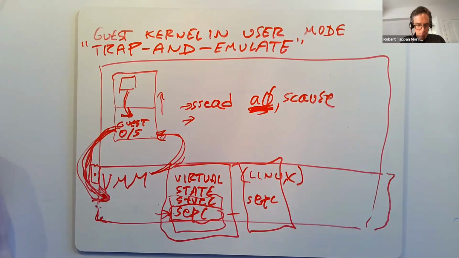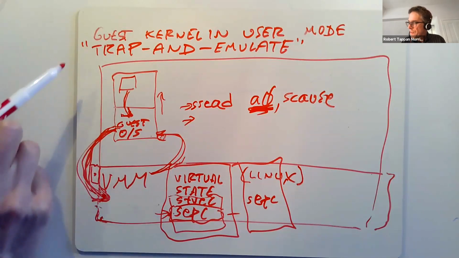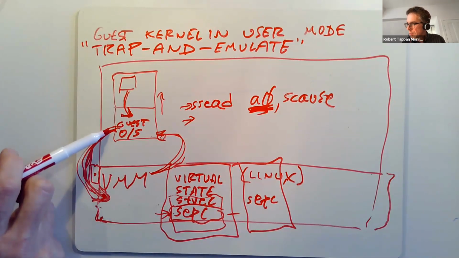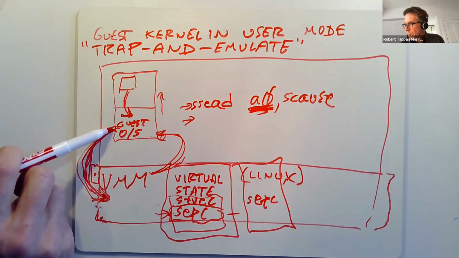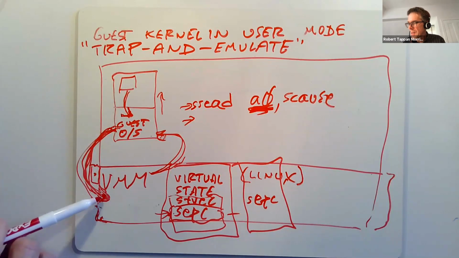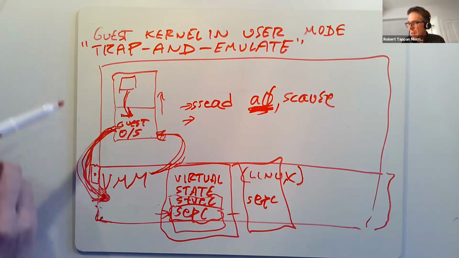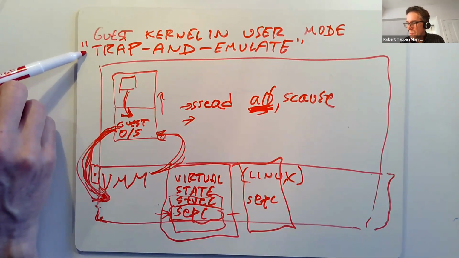Okay. So the name for this style of virtual machine implementation, in which the guest runs at user level and therefore traps whenever it tries to do anything privileged, and the VMM can emulate the privileged instruction, is called trap and emulate.